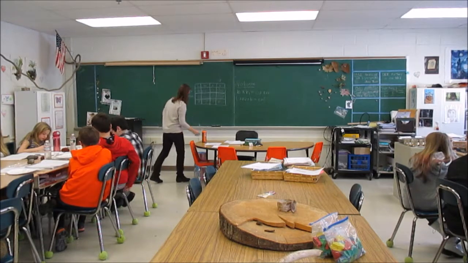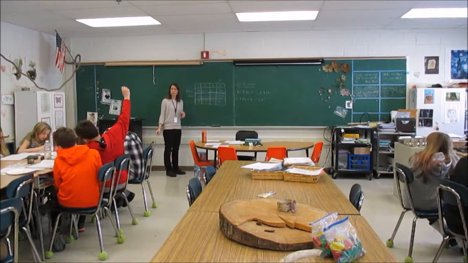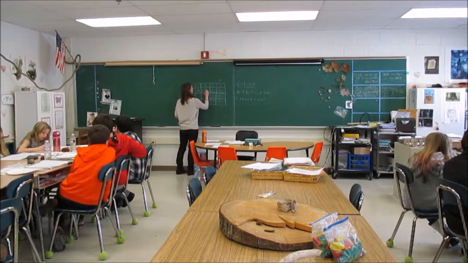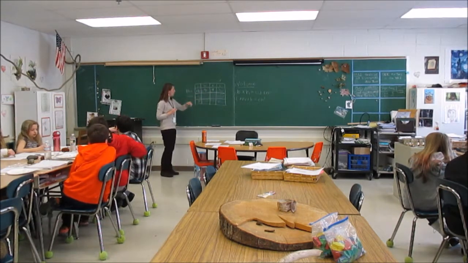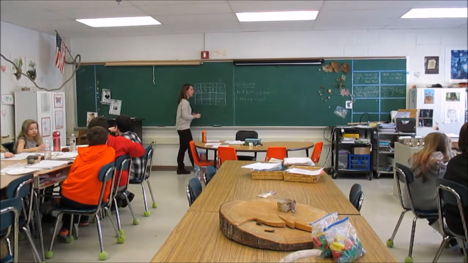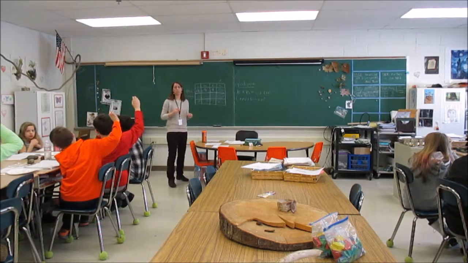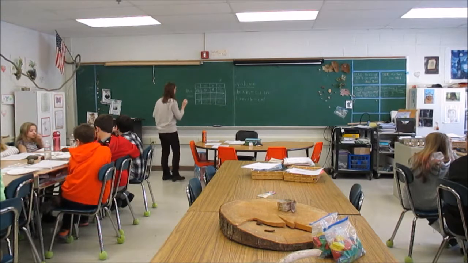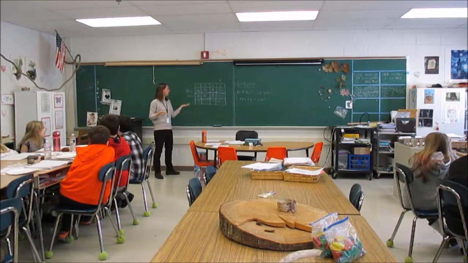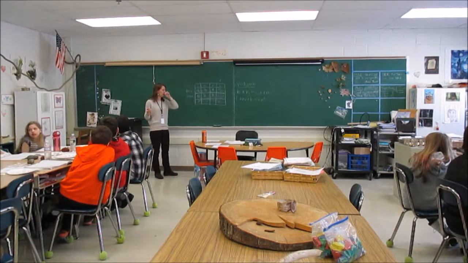Okay, so what are the dimensions of the blue bin? Brianna? 12, 5, and 4. So 12, 5, and 4. What are the dimensions of the green bin? Ashley? 10, 6, and 5. So looking at this, we can't really tell right off the bat, just looking at those measurements, right? We don't know which one's bigger.